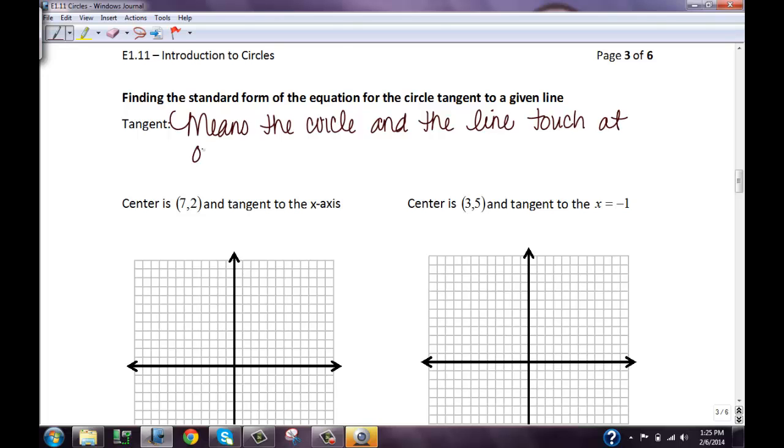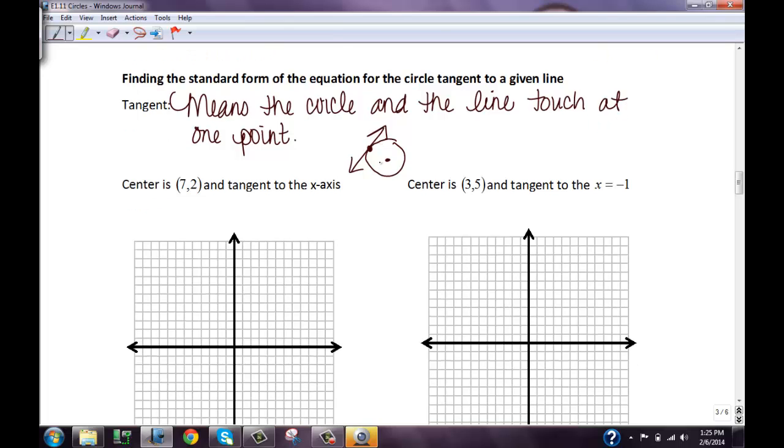Okay, so if this is the line we're talking about, and say our center's here, then we know our circle has to look something like this, because we know it has to touch that line at one point. Okay, so let's go ahead and look at one.